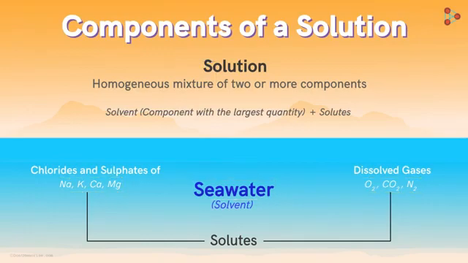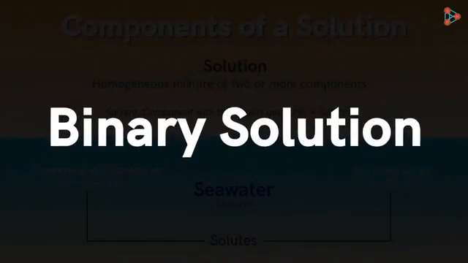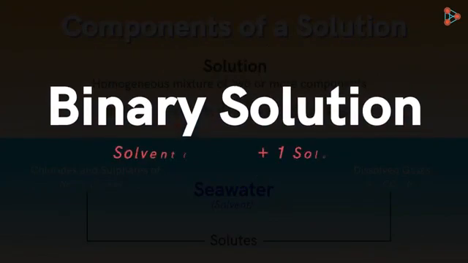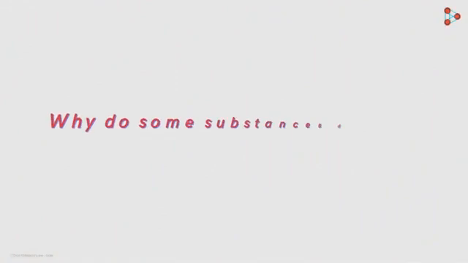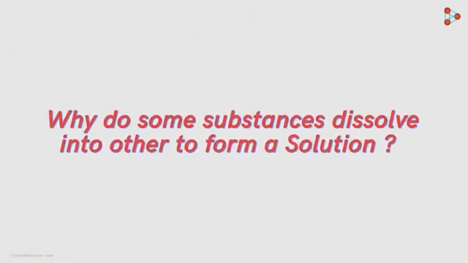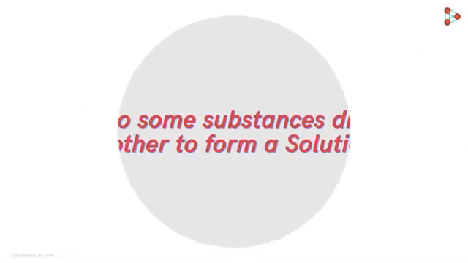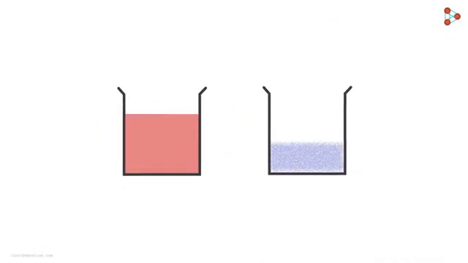But in this one and the upcoming videos, we will only focus on binary solutions with a liquid solvent. That is, the solutions with only one solute dissolved in a liquid solvent. So now, let's get back to our question. Let's say we want to form a solution of these two substances. This is our solvent and this is our solute.